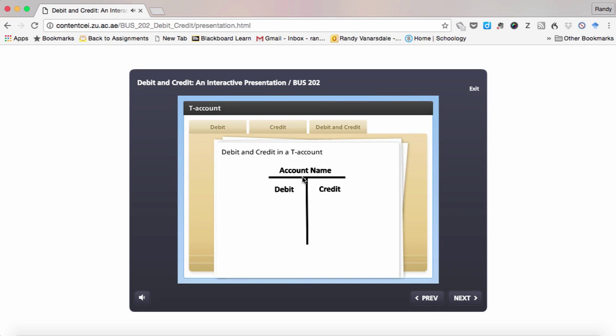Take a look at how debits and credits appear in a T account. Click Next to see the difference. The left side of the T account is always the debit. The right side of the T account is always the credit. Remember, debit on the left, credit on the right.